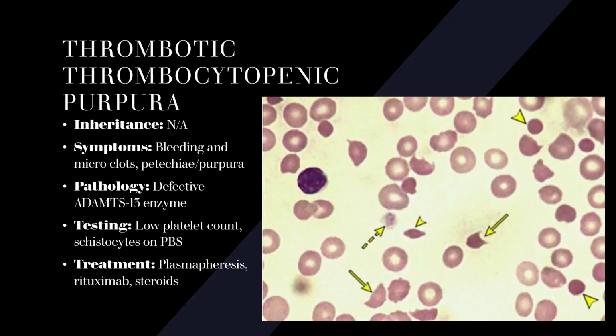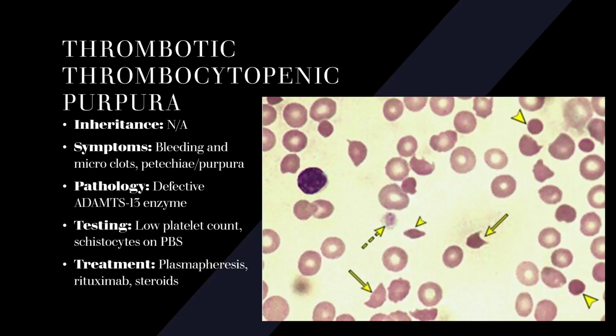Now we go on to TTP, otherwise known as thrombotic thrombocytopenic purpura. If you just look at the name here, the name actually has pretty much all the symptoms in it. It's not an inherited disorder. You get, like the name says, thrombotic, thromboses, so you get microclots. Thrombocytopenic, you get low platelets on tests. And purpura, you get purpura, large bruises basically.